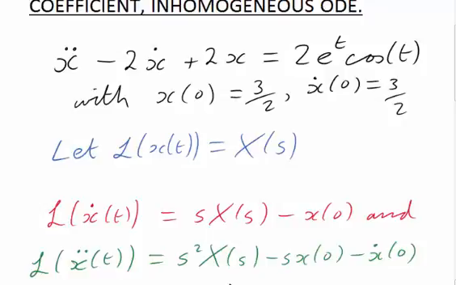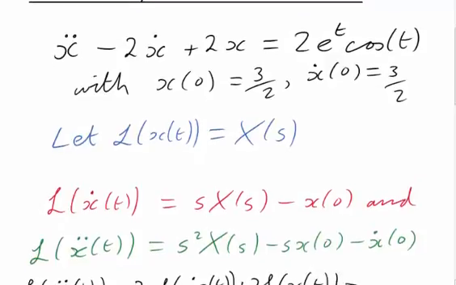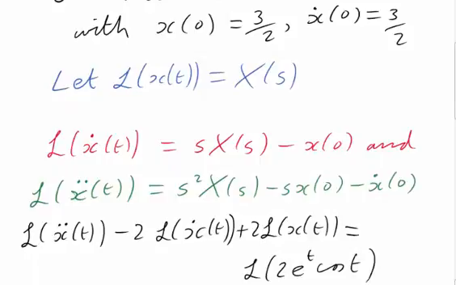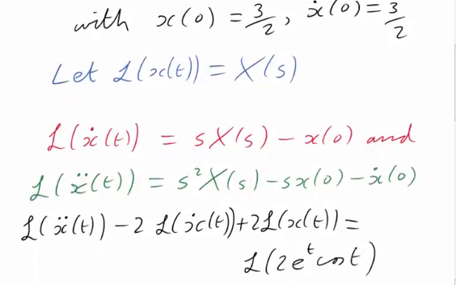The process of taking the transform is linear, so the left-hand side will separate into three separate Laplace transforms, one for each of the x and its derivatives. On the right-hand side, we've got a function whose transform we'll have to either remember or look up.